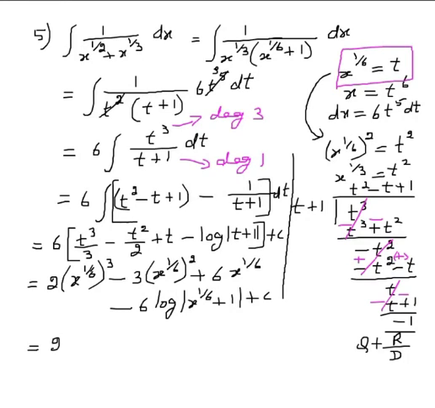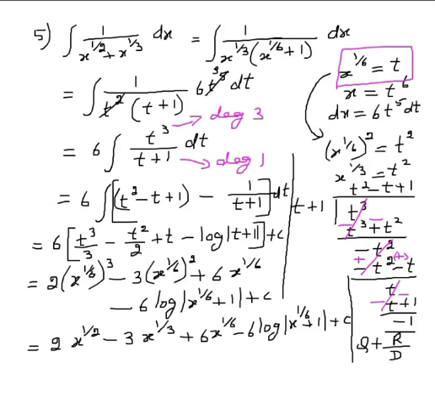Therefore, the final answer is 2 into x raised to 3 by 6 becomes half, minus 3 times x raised to 2 by 6 is 1 by 3, plus 6 times x raised to 1 by 6 and minus 6 log of absolute value of x raised to 1 by 6 plus 1 and plus c. And you can remove the absolute value sign for x power 1 by 6 plus 1 because it is a positive term.